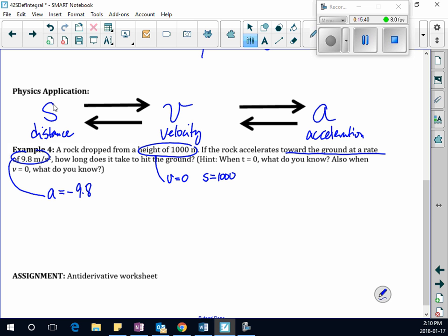So what can we do here? Oh, you know what? When t is 0, it's at a height of 1,000. It's at a height of 1,000 as well, right? Yeah, because acceleration. Okay, so maybe we're going to use t equals 0 versus v equals 0, depending on, oh, it gives me a hint. When t equals 0, what do you know? This is what you know, all of that, right? Okay, so if we know acceleration is minus 9.8, what can we say?